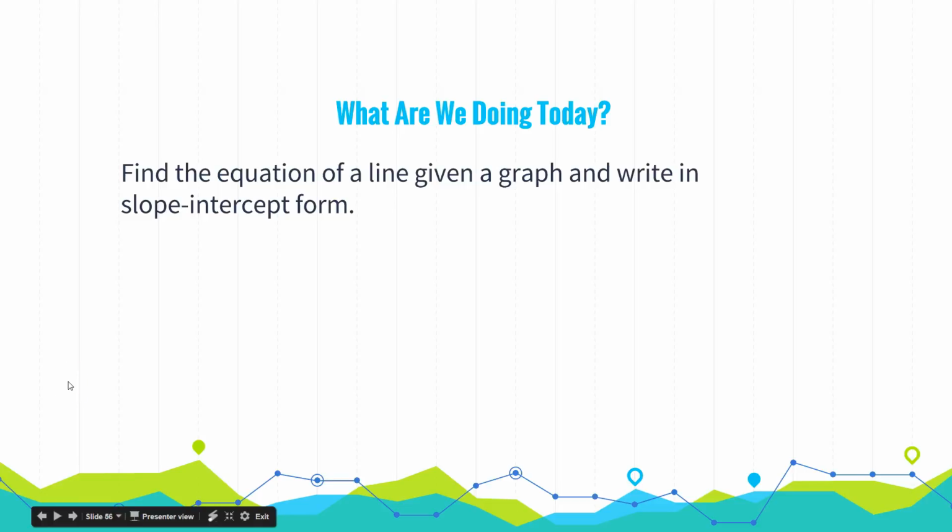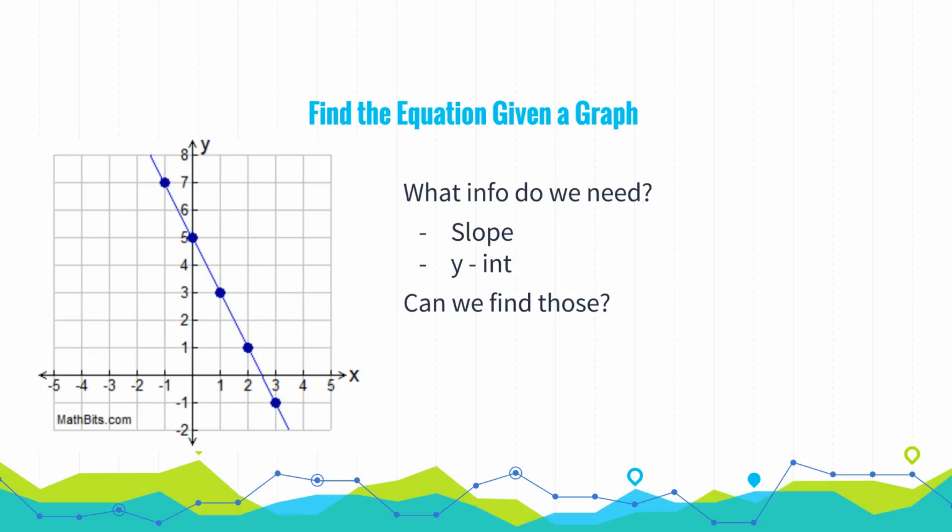Hey everybody, welcome back. What we are going to be learning today is how to find the equation of a line given a graph and how to write it in slope-intercept form. Here's the first example we are going to be looking at. We have a line here with points that are already highlighted for you.